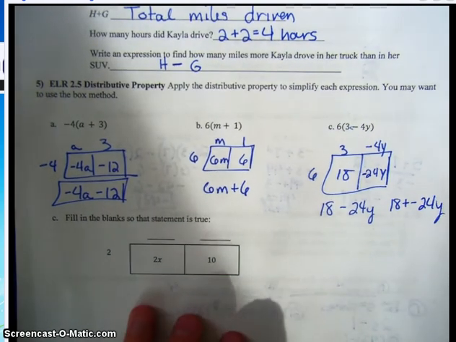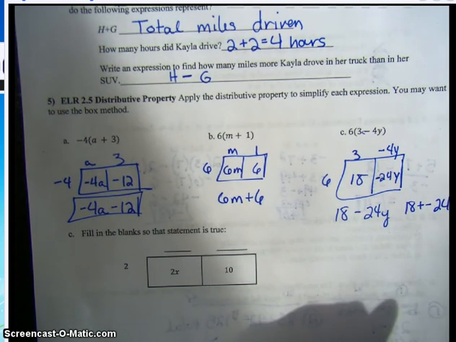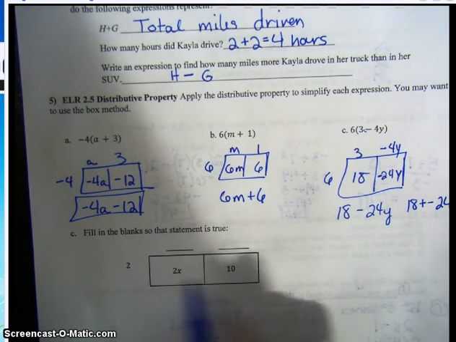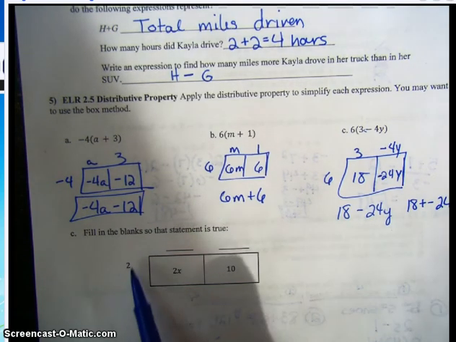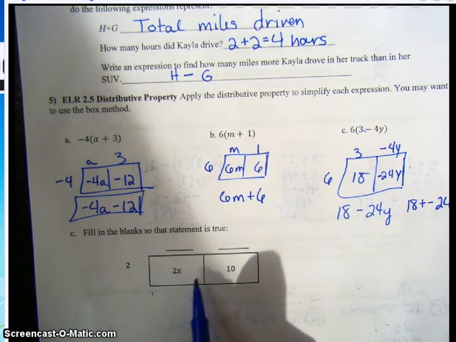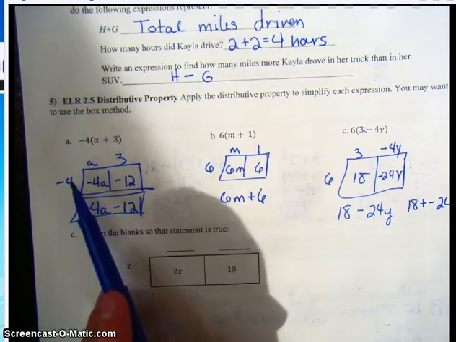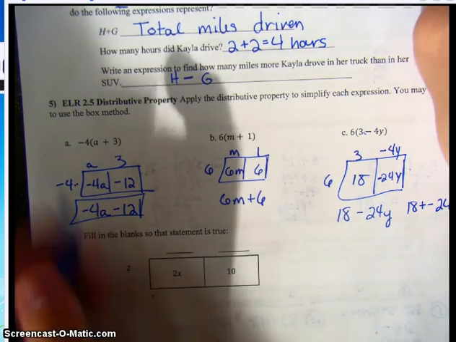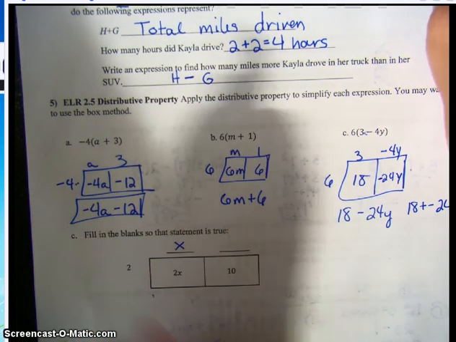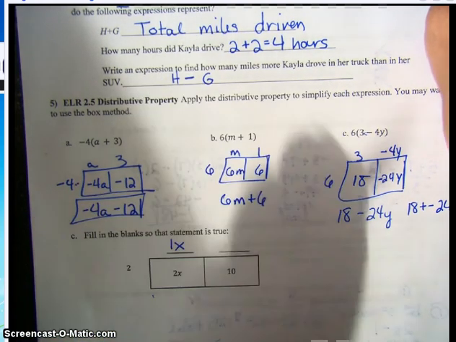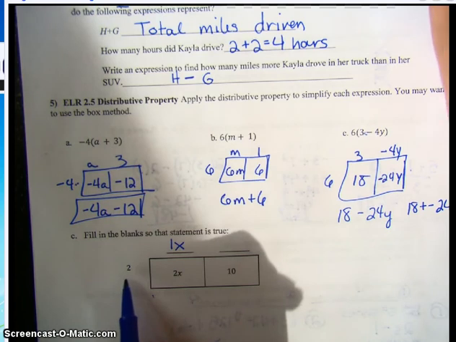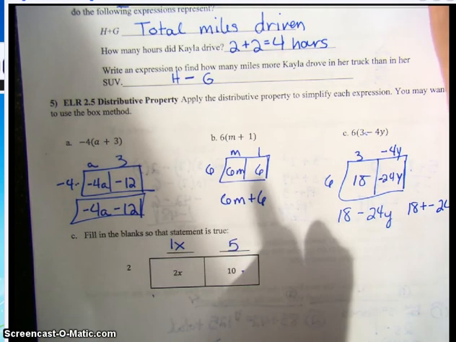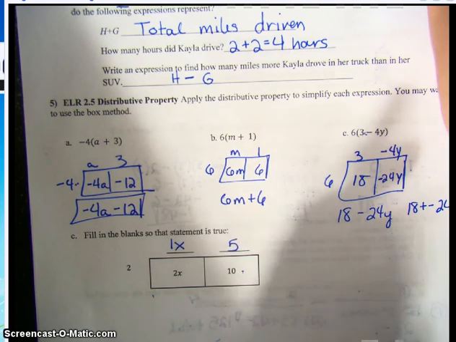So let's talk about C. It says fill in the blanks so that the statement is true. So we have to find out what we multiplied by up here to get these down here. So I have 2 width. What do I multiply 2 by to get 2x? Well, like up here, I multiplied -4 times a to get -4a. I'm going to have to multiply 2 by x to get 2x. If you put 2 times 1x, that's totally fine. What do I have to multiply 2 by to get 10? Well, 10 divided by 2 is 5, so it should be 2 times 5 equals 10. Done.